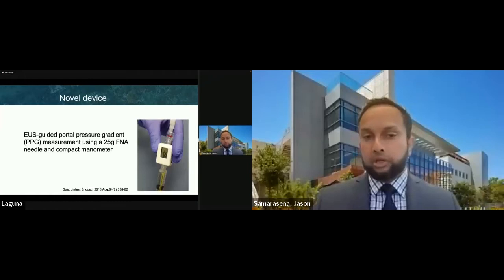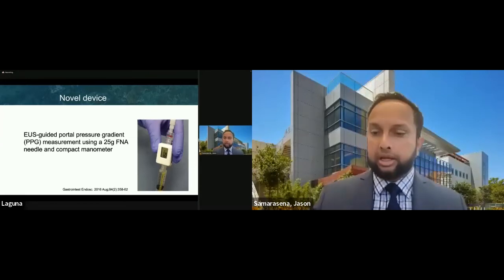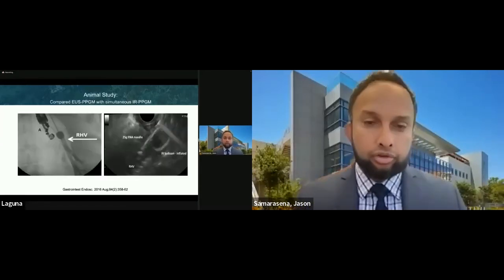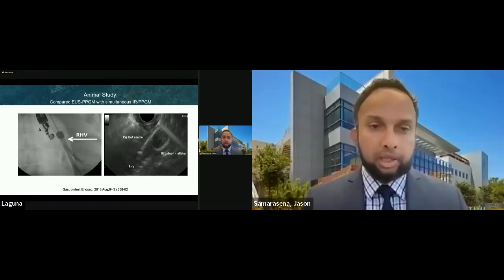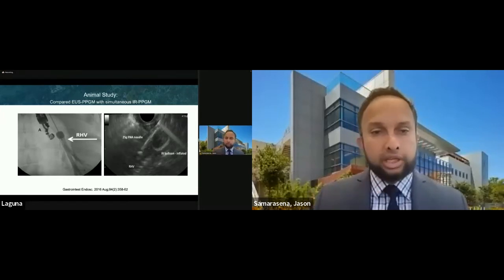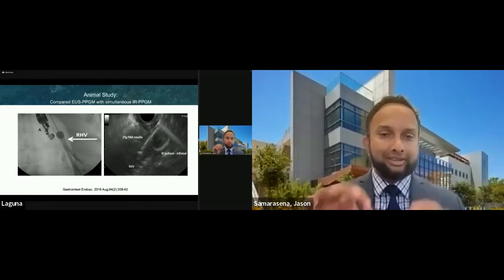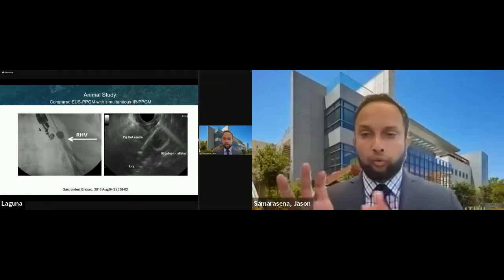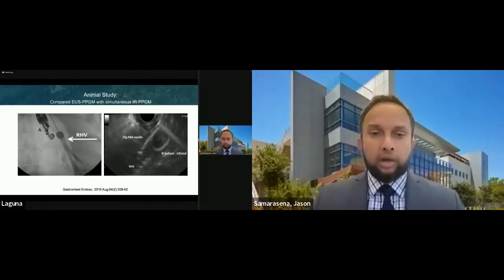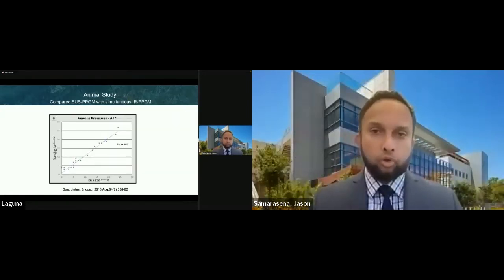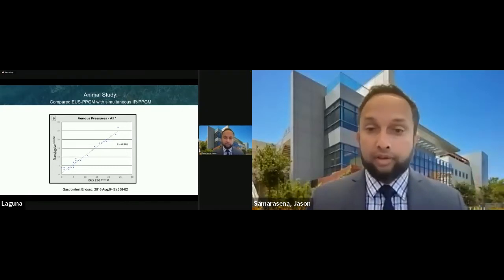We were able to develop an EUS-guided portal pressure gradient measurement system using a 25 gauge FNA needle and a compact manometer. And we started this journey in the animal lab in a porcine model. What you're seeing here on the left frame is a fluoroscopic image of the echoendoscope with the needle in the right hepatic vein of a pig. And our interventional radiology colleague has their balloon catheter in exactly the same place. On the right frame is the endoscopic ultrasound correlate of the same thing. And we found an incredible correlation between the transjugular measurements and the EUS-guided measurements, with an R value of 0.985.